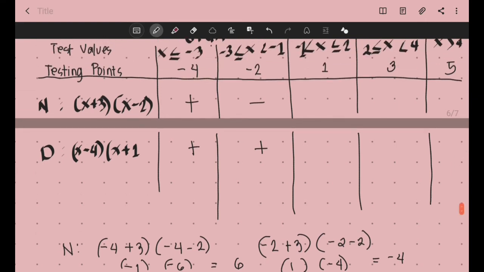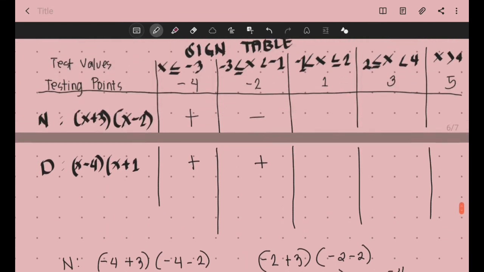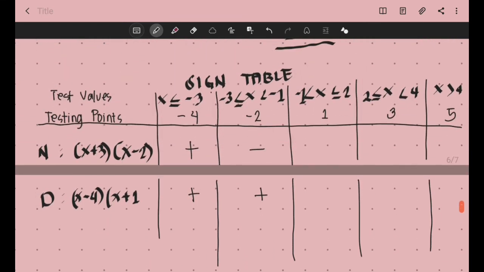We have positive 1. So, hindi na natin isusulat, pakita na lang natin. So, you may mental math, the solving or substituting positive 1. So, if we have positive 1, substitute it to your numerator. We have 1 plus 3, that is 4. Multiplied by 1 minus 2, that is negative 1. So, 4 multiplied by negative 1.